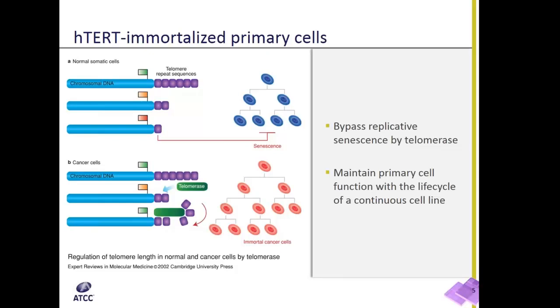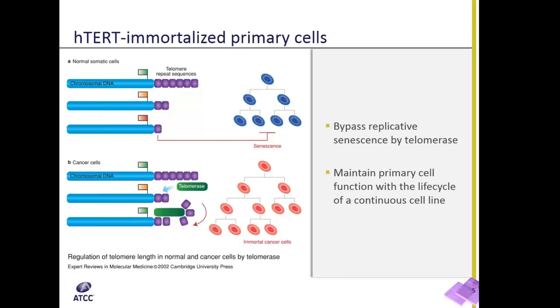The schematic on the left illustrates how hTERT technology works. In normal cells, as the cells grow and expand, the telomere length decreases, eventually leading to senescence. In cancer cells, there is a mutation in the telomerase gene such that the telomere sequence is not diminished, thus providing the cell with an extended and continuous lifespan. So hTERT technology takes that mutation and stably expresses it in primary cells. hTERT immortalized primary cells have the growth potential of a continuous cell line with the functionality of a primary cell.